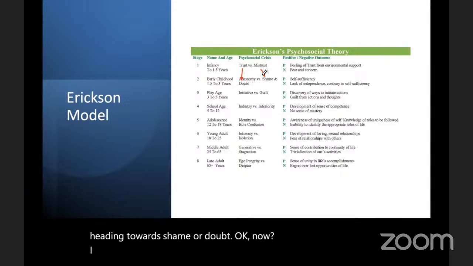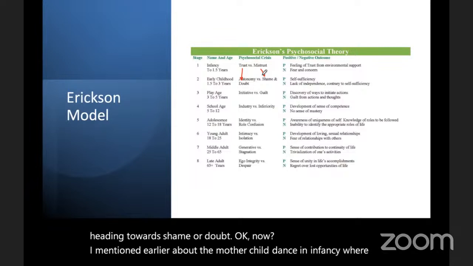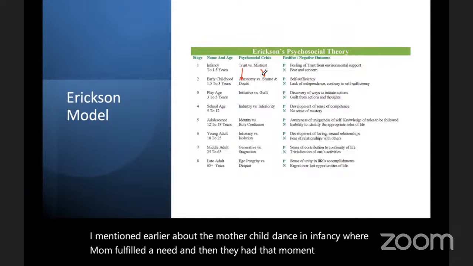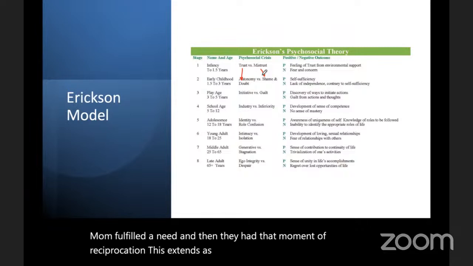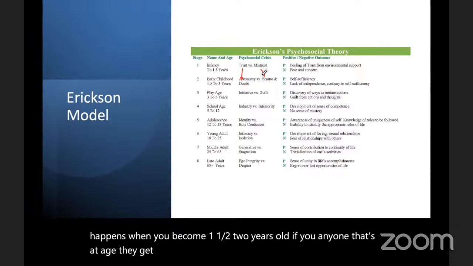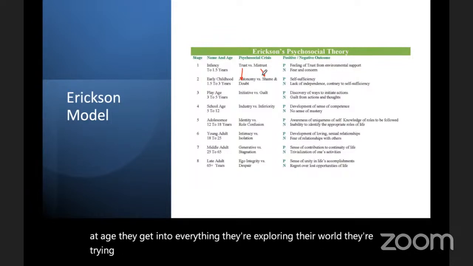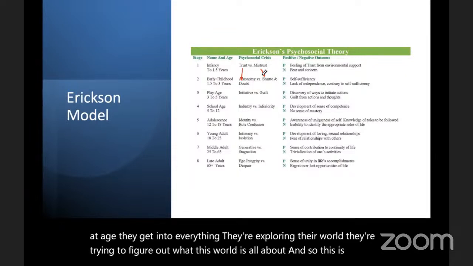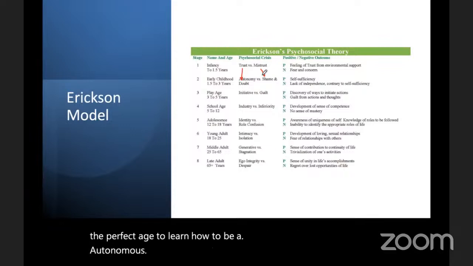I mentioned earlier the mother-child dance in infancy, where mom fulfilled a need and then they had that moment of reciprocation. This extends as the child becomes mobile, because what happens when you become 1.5, 2 years old? If you know anyone that age, they get into everything. They're exploring their world. They're trying to figure out what this world is all about. So this is a perfect age to learn how to be autonomous, or to feel like you can't explore, or that whatever you do is wrong.